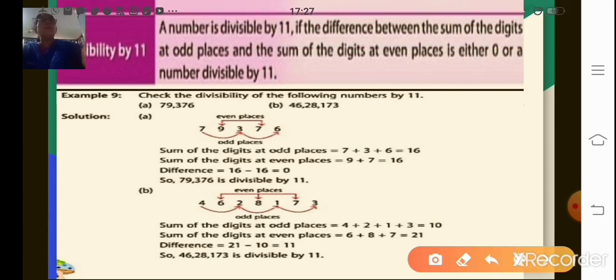A number is divisible by 11 if the difference between the sum of the digits at odd places and the sum of the digits at even places is either 0 or a number divisible by 11. Even this is simple. Just see this example.